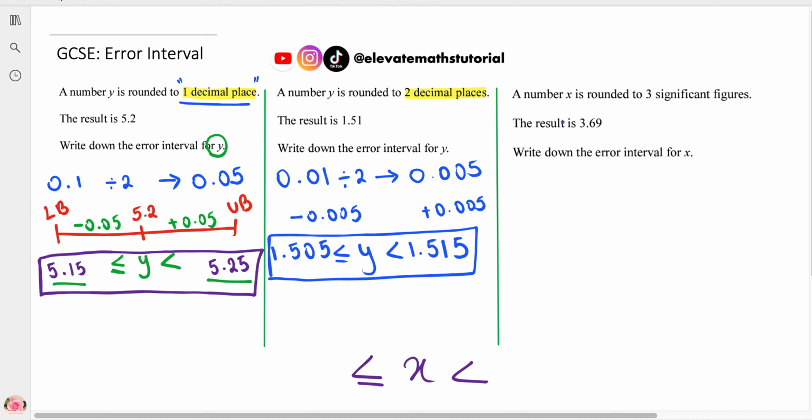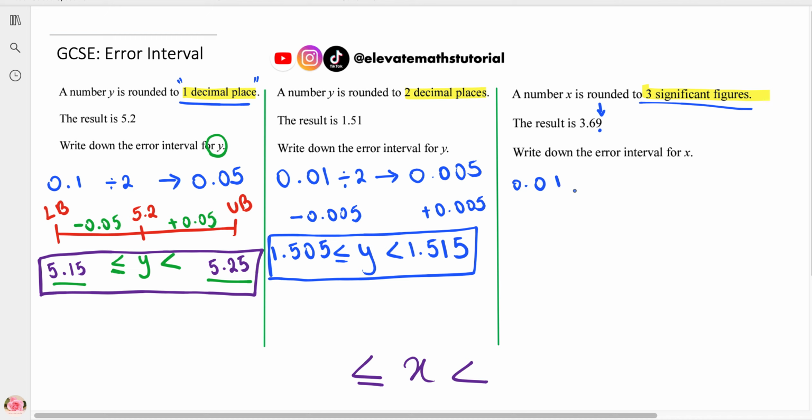Okay, and then for the last question, again the same idea. So it's 3 significant figures. So the place value is going to be... 3 significant figures is basically the 3rd place value, which is the 2nd decimal place. Always look at significant figures, always convert them into, okay, is it a decimal place, or is it units or tens or hundreds? So always convert that into the required decimal place or place value. So this is 0.01.